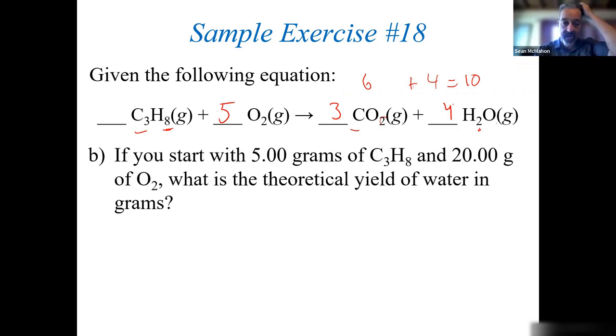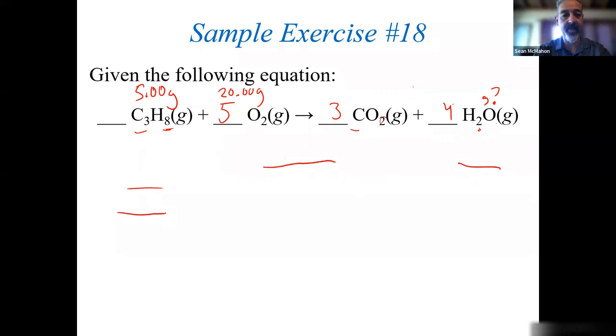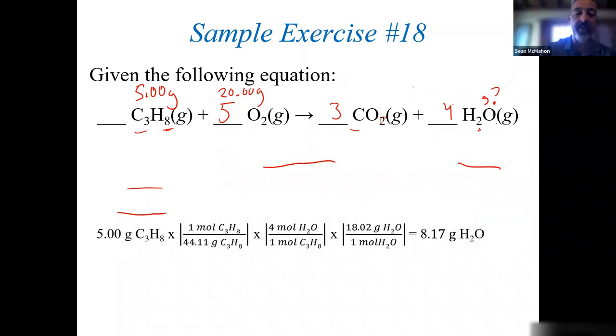So now if I have 5 grams of propane and 20 grams of oxygen, what is the theoretical yield of water? So I want to know how many grams of H2O am I going to produce? So again, how do I know this is stoich? They're giving me a reaction, they're giving me starting quantities, and they're asking for a final quantity, grams of water. Stoich. So convert the 5 grams of propane to grams of water.